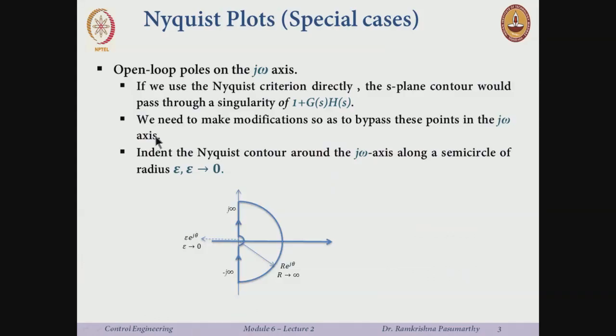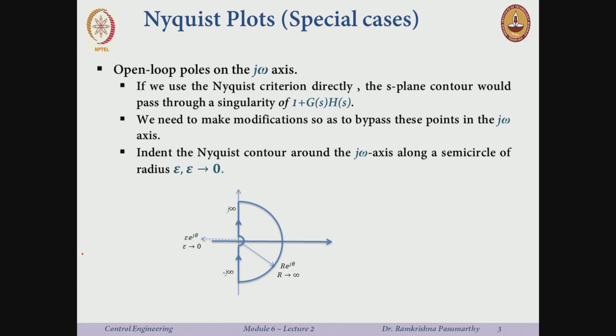We need to make modifications so as to bypass these points on the j omega axis. If there is a pole here, I take a detour, a little semicircle of radius epsilon. This is how the semicircle looks, epsilon e power j theta, and we take the limit as epsilon goes to 0. Let me write it down a little more formally.